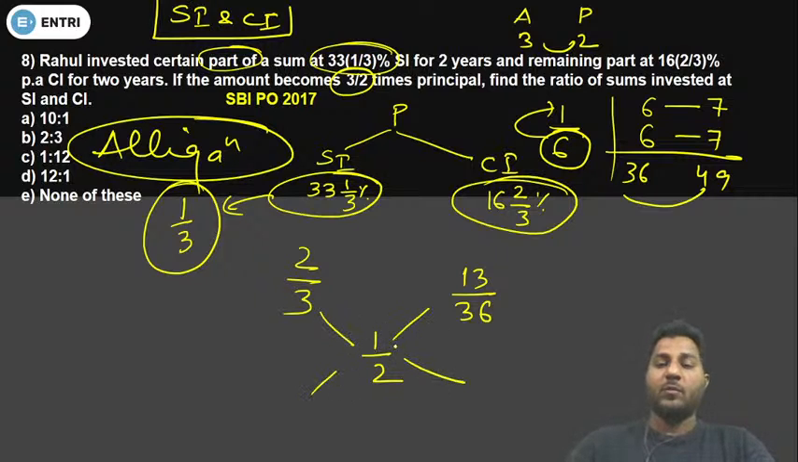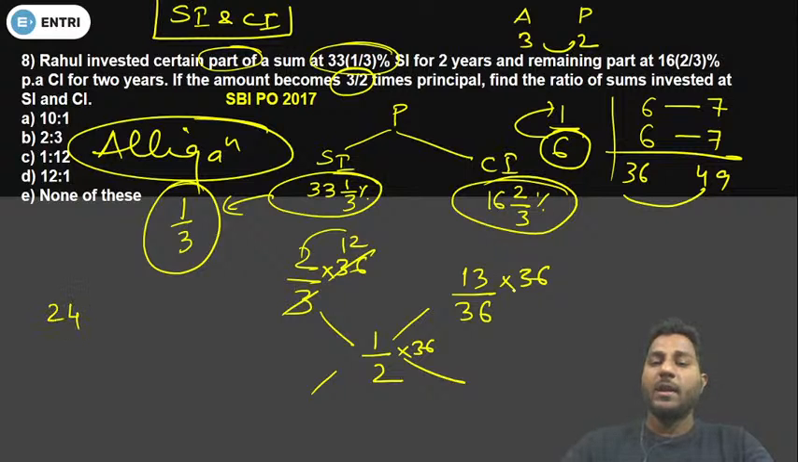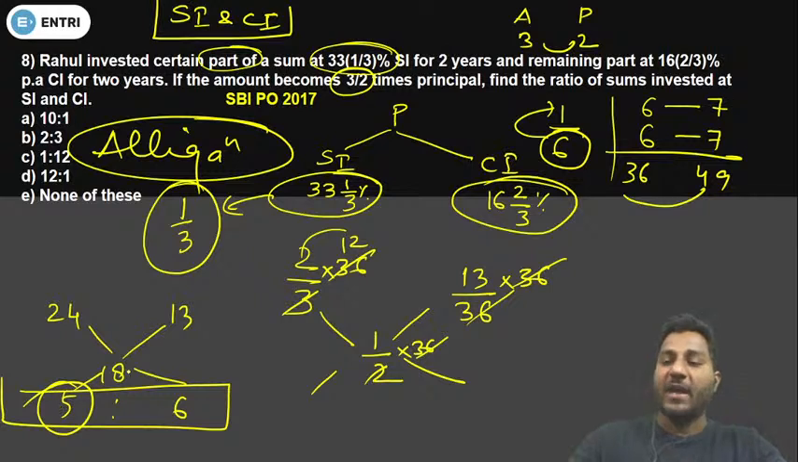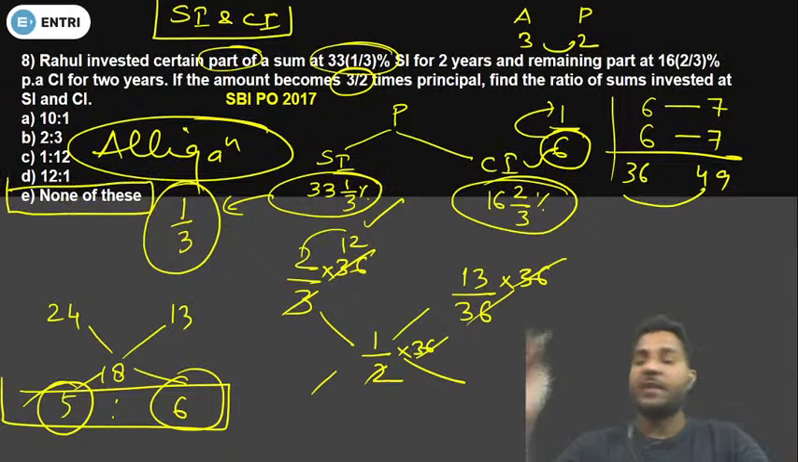Now, when you multiply it with 36 in the whole fraction, you will equate them. That means it will become 12 twos are 24, and then 13. Now the overall interest will be 18. So the final answer would be 5:6. That means 5 ratio was invested in simple interest, while 6 ratio was invested in compound interest. That means your final answer would be E.